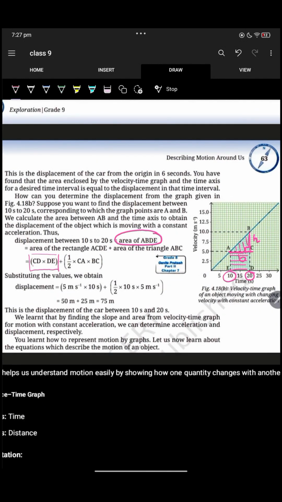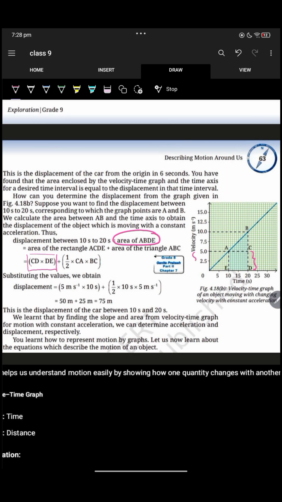Area of the rectangle was ACDE. Again, I am erasing this part. So we see ACDE and it is CD. How much is CD? This is CD. And the value is this. CD is parallel to the velocity axis and the value is 5. So here CD is equal to 5 meter per second.